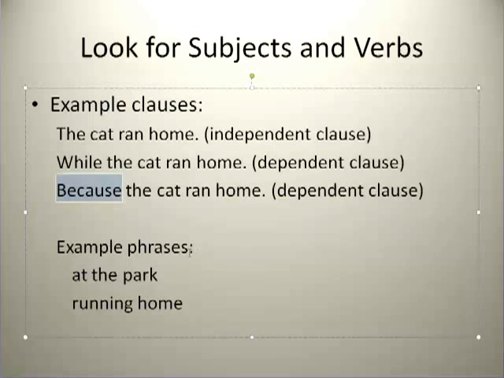Here are some example phrases. At the park, running home. Notice in these we do not find a subject-verb relationship. We have some words that are related to each other. They seem to fit together, but we cannot find a subject and a verb together, a subject-verb relationship, and we must have that for a clause.